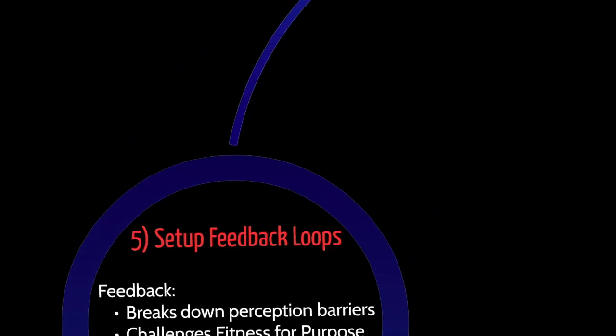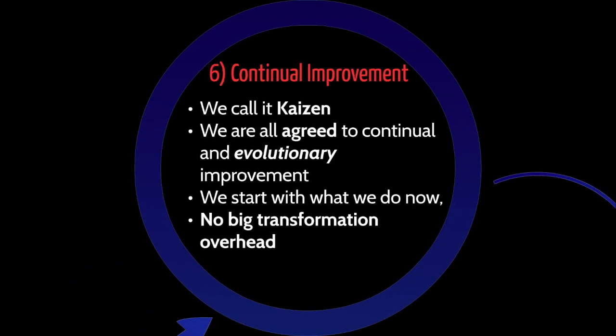Practice number 6 is continual improvement, or Kaizen. We like a Japanese word, or at least we used to. We tend to try and avoid them in the Kanban community these days. We want to try and speak in plain language. But Kaizen means agreement to continual and evolutionary change.